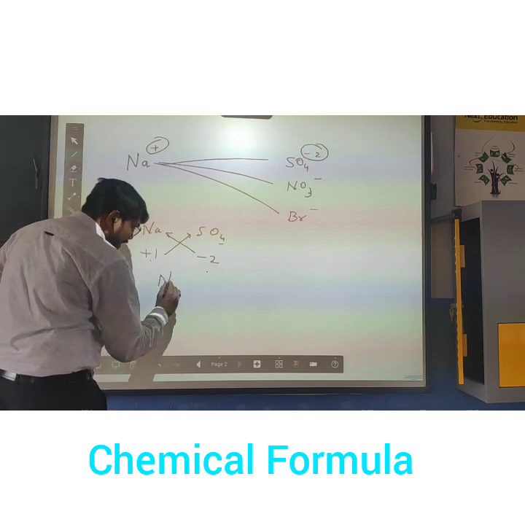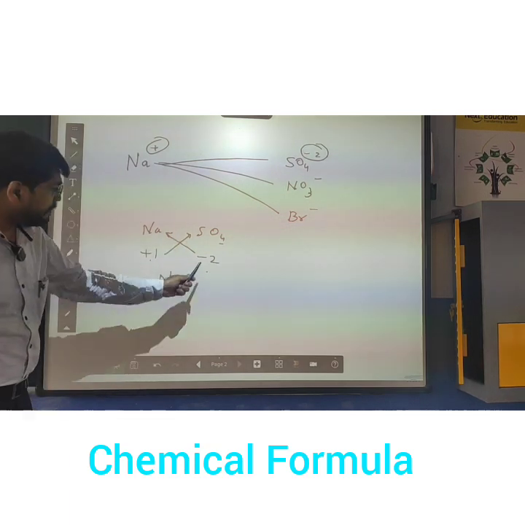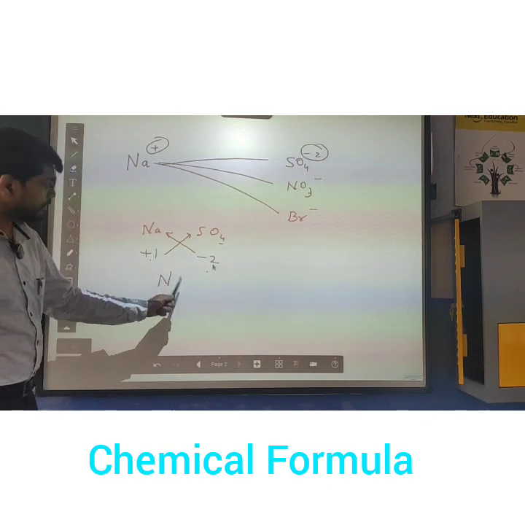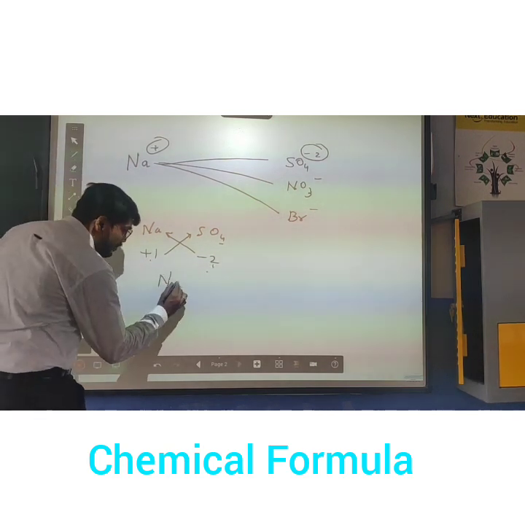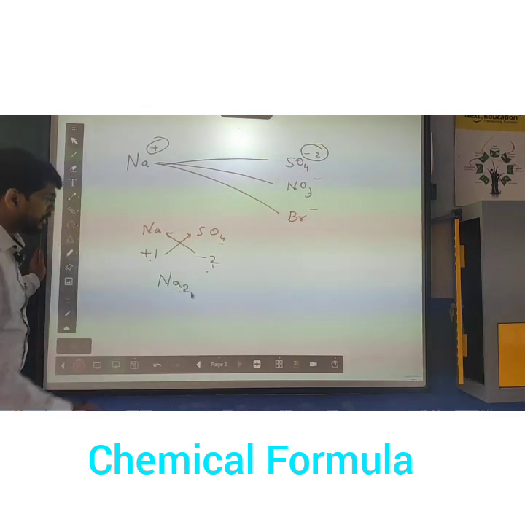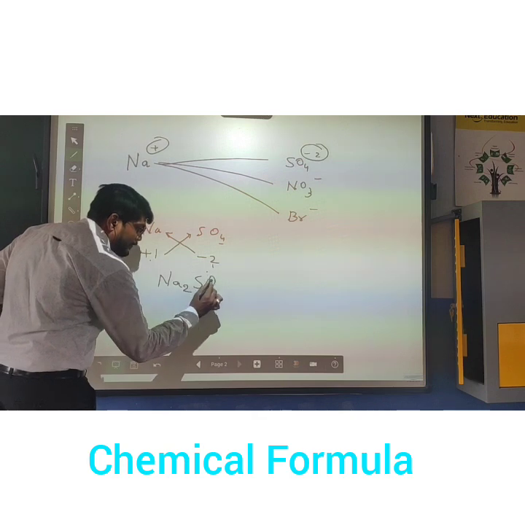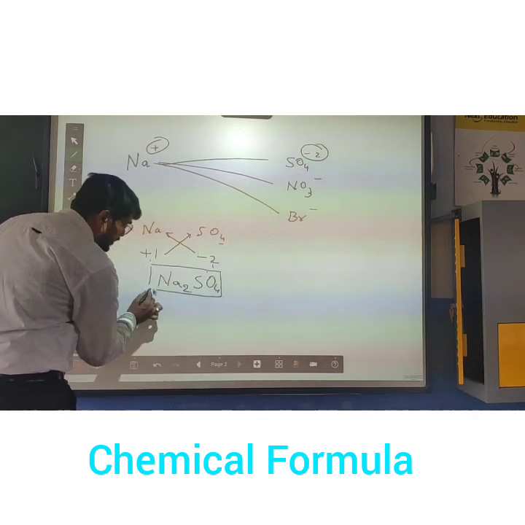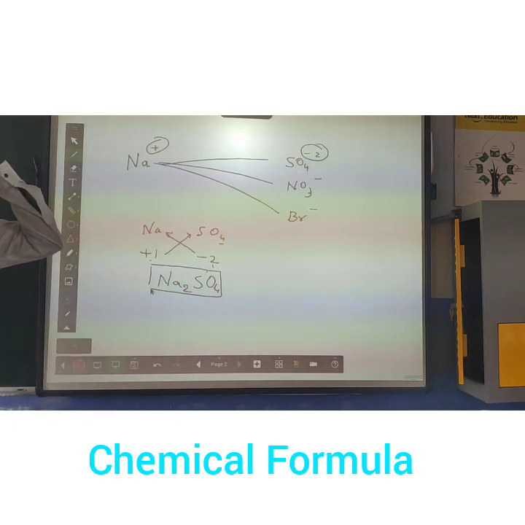Make sure the value written over here will always come in subscript. It cannot be written on top. It can be written like this: Na2SO4. This is the formula which we are talking about, and this is how I can form a chemical formula.